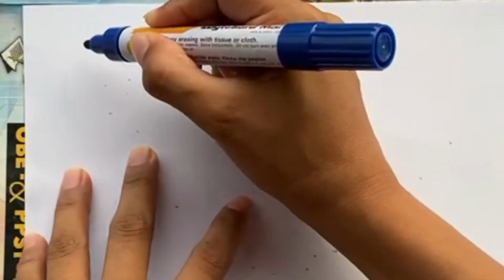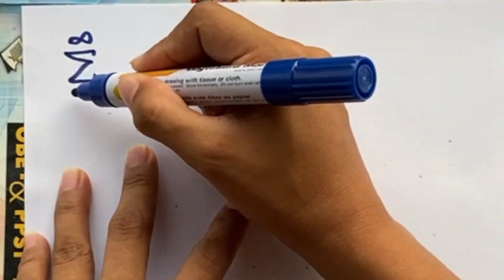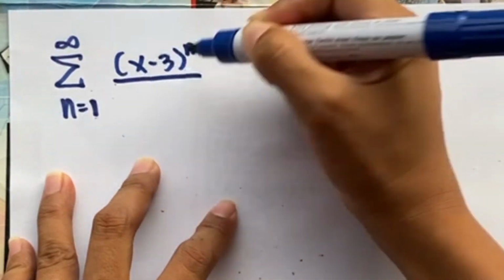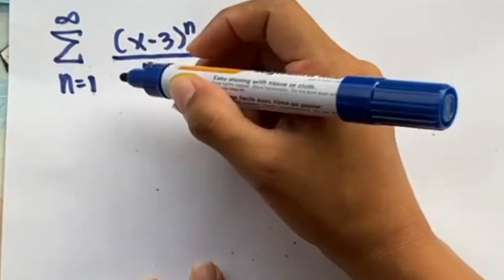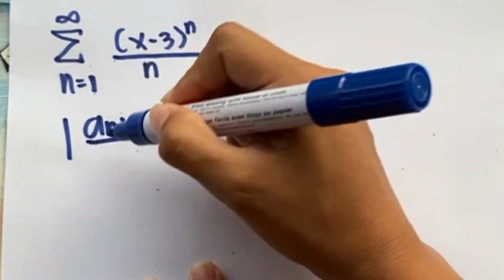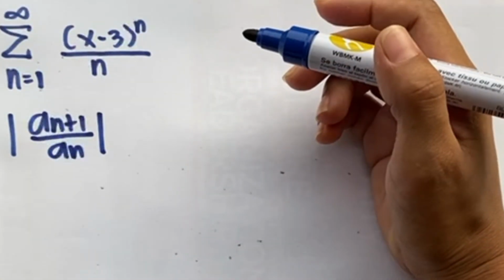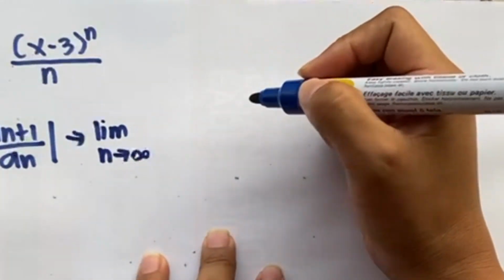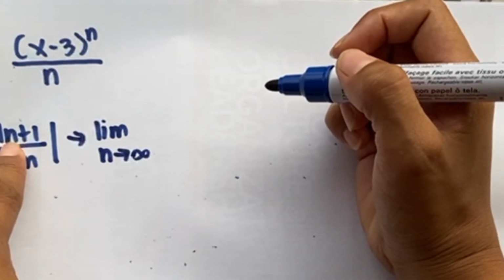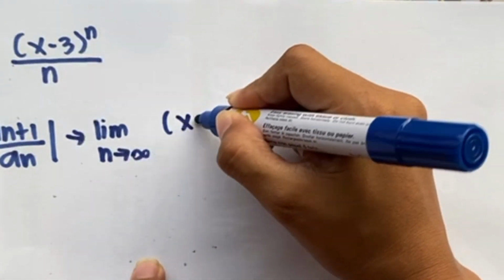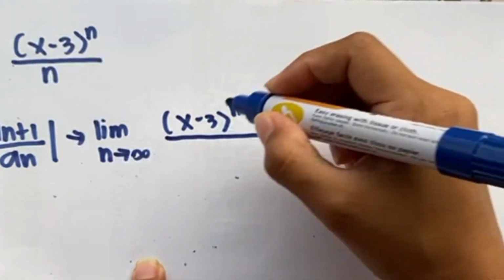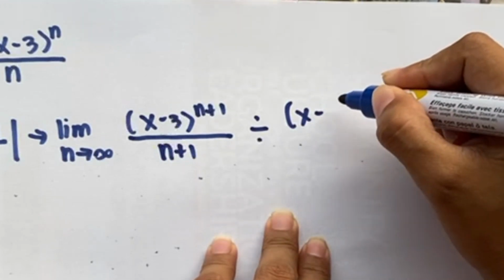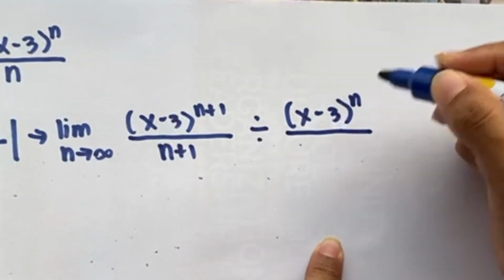So let's proceed to example number 1. Take something like the quantity of x minus 3 raised to the n power over n. So let's start with the ratio test, using the formula a sub n plus 1 over a sub n. Using the ratio test, a sub n plus 1 is going to be x minus 3 raised to the n plus 1 divided by n plus 1. Then we are going to divide that by a sub n, which is x minus 3 to the n over n.